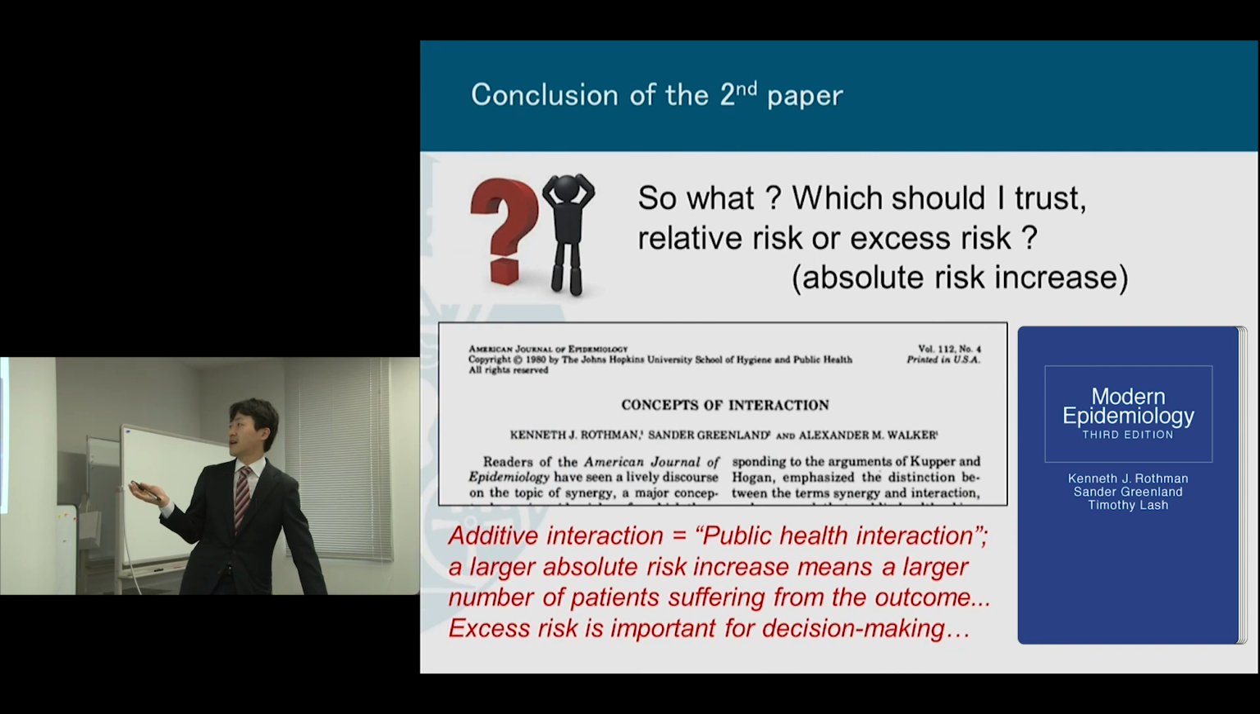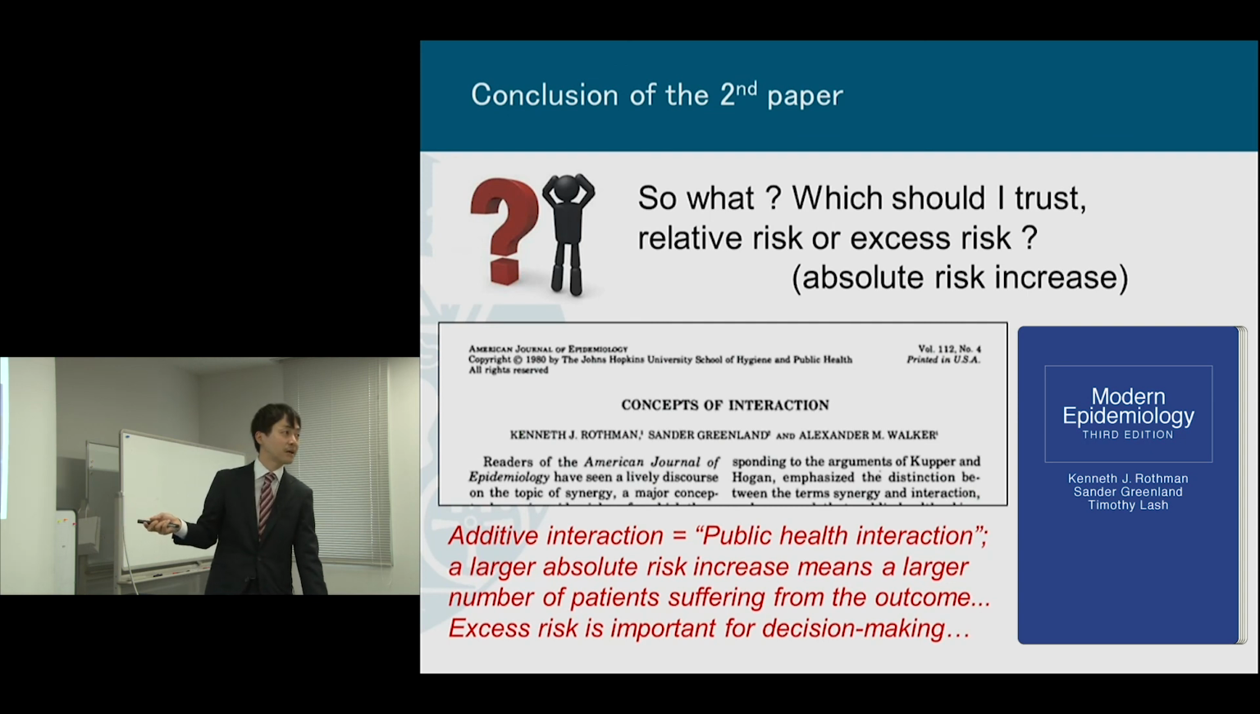And I reviewed previous expert opinions and textbooks. As far as Rothman says, if you compare relative risk or excess risk, additive interaction may be more important, named public health interaction, because a larger absolute risk increase means a larger number of patients suffering from GI bleeding due to the drug. So excess risk is important for decision making in clinical practice. So he suggests focusing on excess risk.